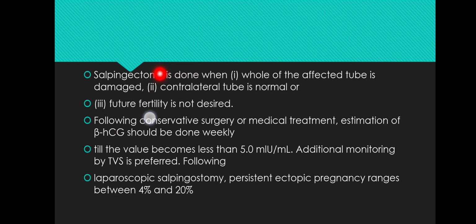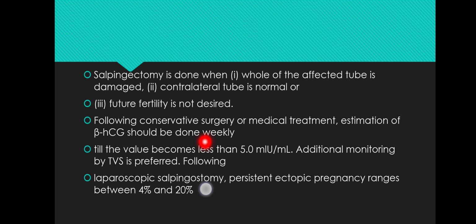Now for salpingectomy, this one is done when the whole of the affected tube is damaged and the contralateral tube is normal. This is where you make an incision on the fallopian tube and remove. In fact, this one involves excision of one fallopian tube on one side that is damaged while the other one is not. So the damaged fallopian tube is just removed. Also, salpingectomy is done when future fertility is not desired.